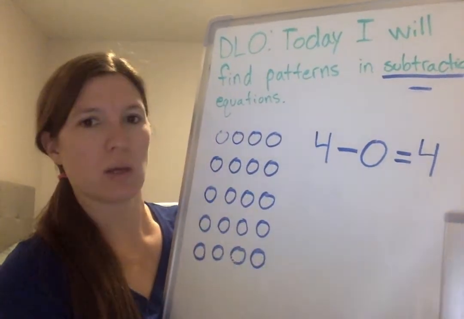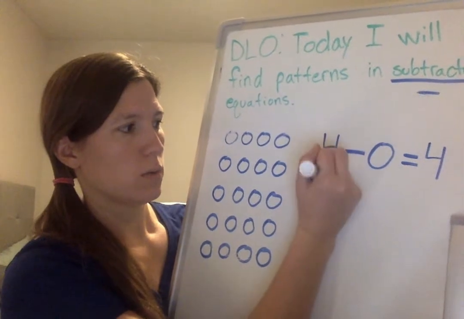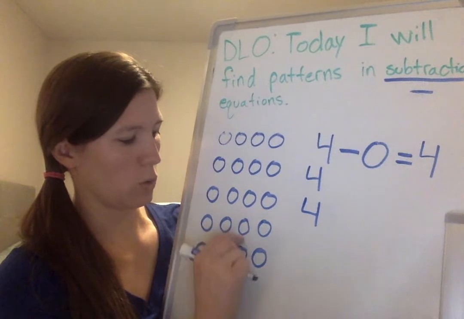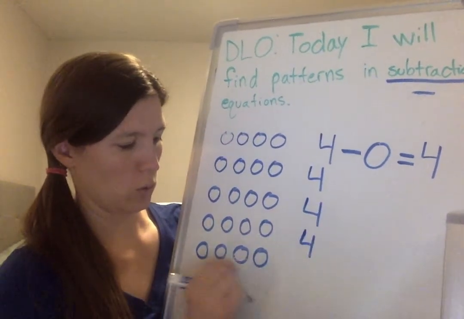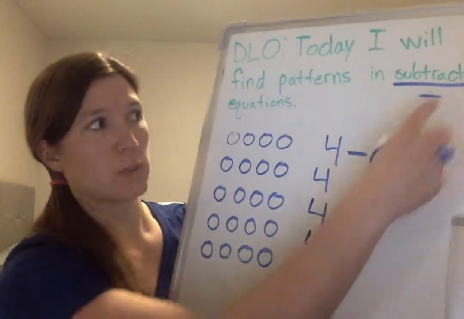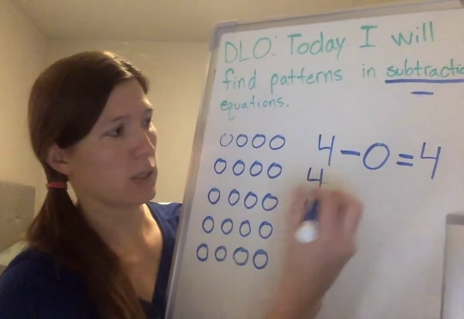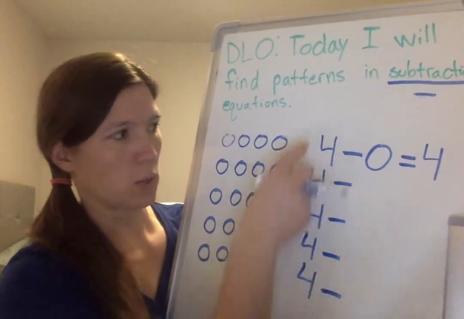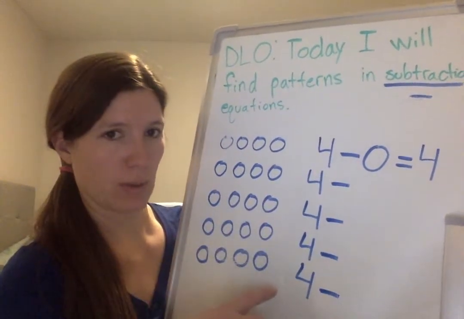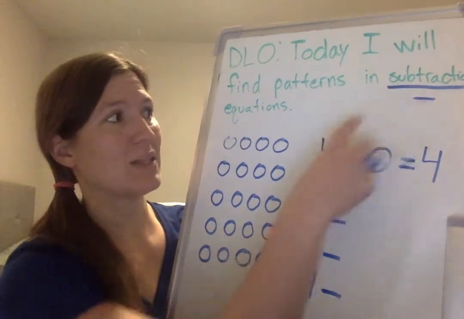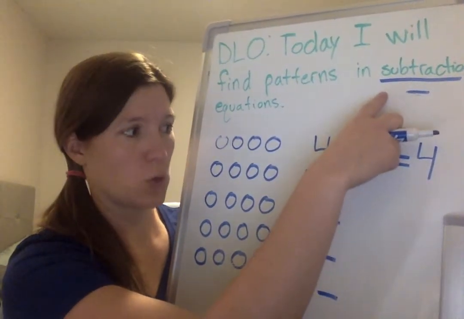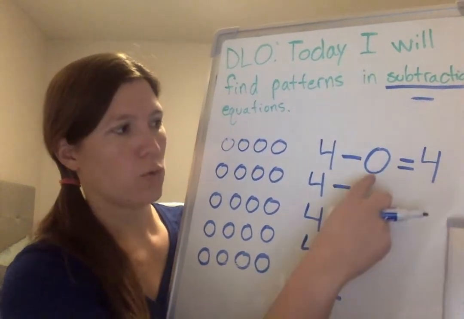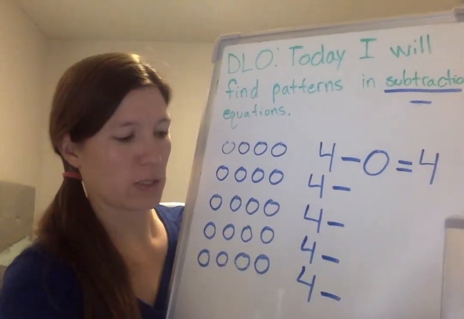How many did I start with here? 4. How many are here? 4. How many are here? 1, 2, 3, 4. 1, 2, 3, 4. I'm subtracting, so I can put that down because that's a part of a pattern. Patterns are special because they repeat. So my 4 is repeating because that's how many we're starting with. My subtraction is repeating because that is our goal today, is to subtract. Now we're going to start seeing different numbers here for the second number and the difference.